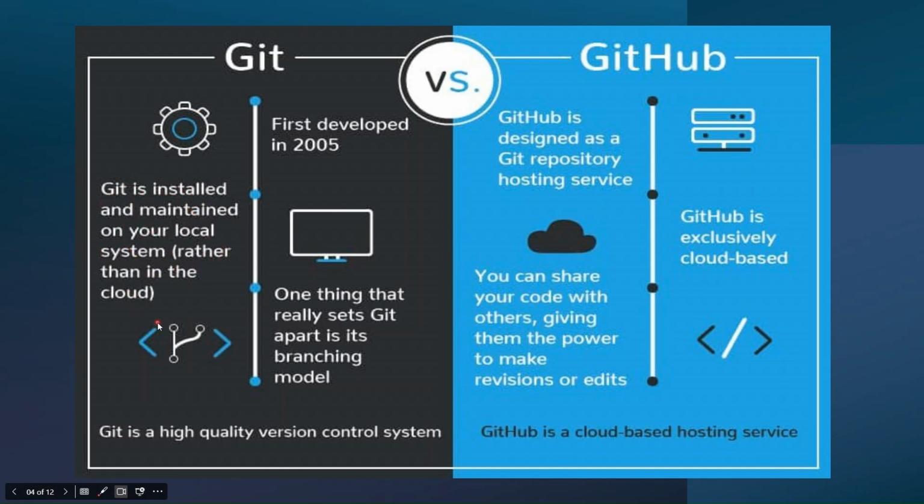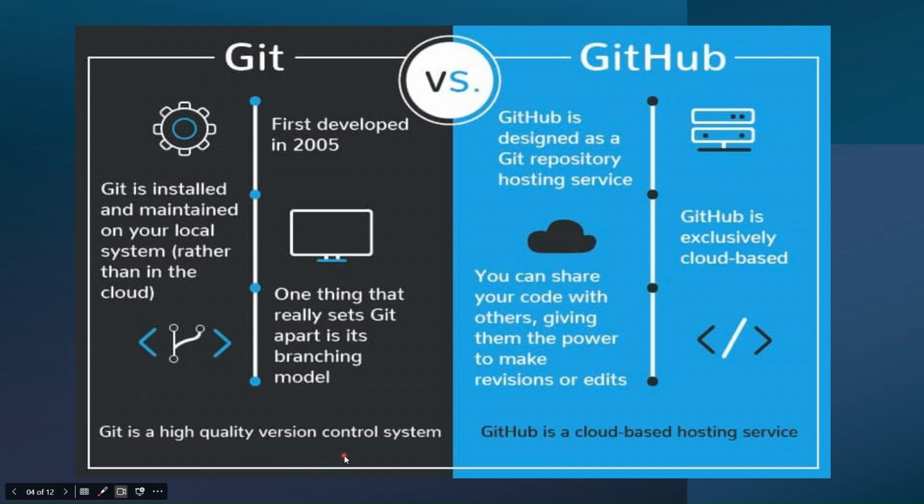So Git is installed and maintained on your local system, like I said, rather than in the cloud. You understand? And one thing that really sets Git apart is its branching model. We're going to come to explain this later, but majorly, as mentioned here, Git is a high quality version control system.